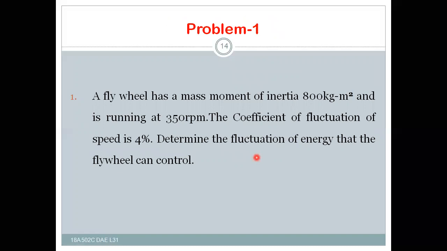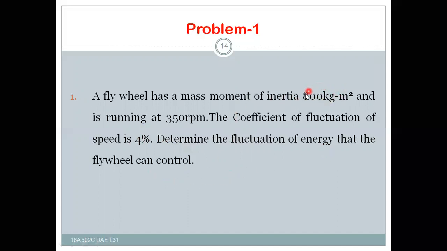Now let us see some problems relating to flywheels. Here is one problem. A flywheel has a mass moment of inertia of 800 kg meter square and is running at 350 revolutions per minute. The coefficient of fluctuation of speed is 4%. Determine the fluctuation of energy that the flywheel can control.